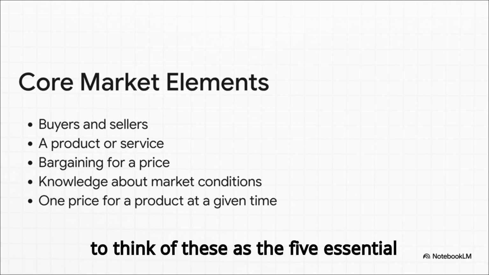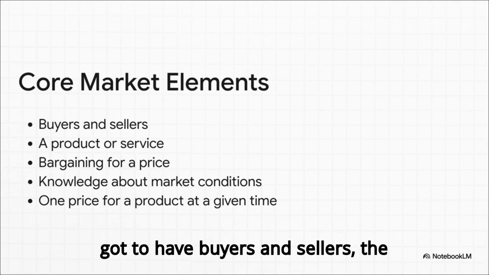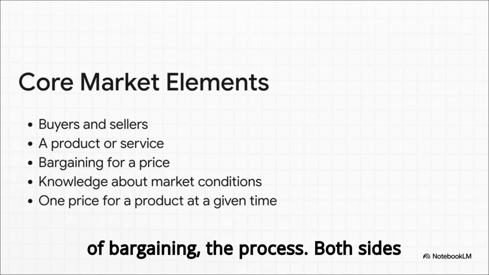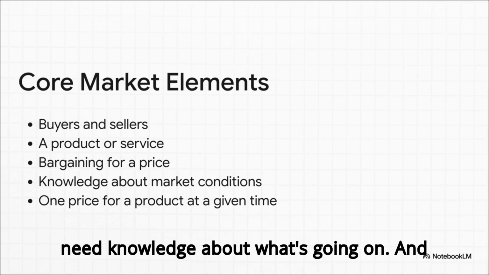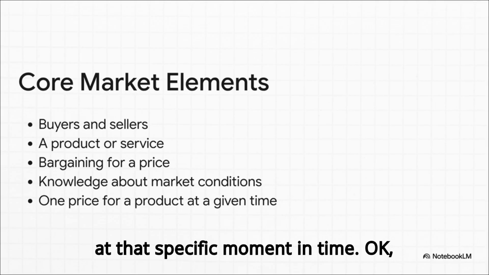I want you to think of these as the 5 essential ingredients for a market to exist. You've got to have buyers and sellers, the people. You need a product, the thing being traded. There has to be some kind of bargaining, the process. Both sides need knowledge about what's going on. And out of all that, a single price emerges at that specific moment in time.